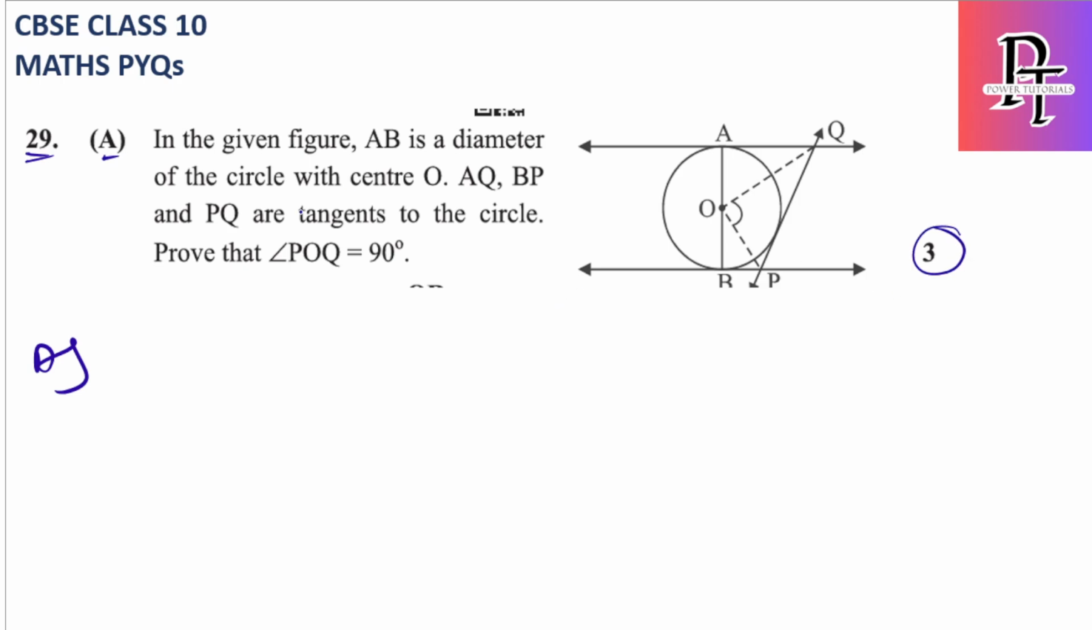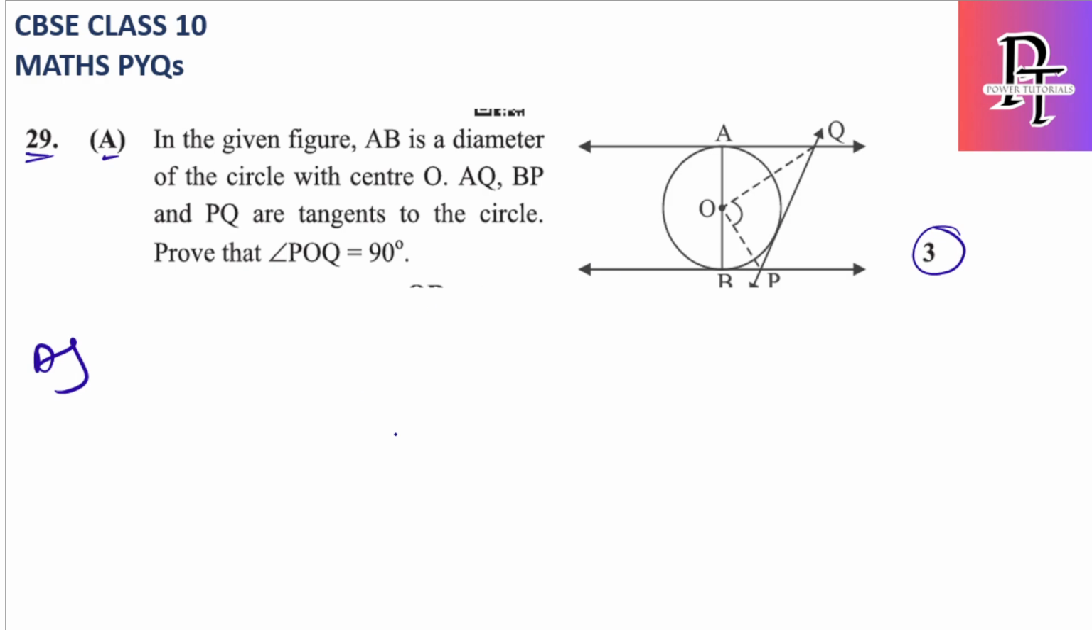Okay, let's see this one. In the given figure, AB is the diameter. AB is the diameter here, with the circle of center O. We have 3 tangents: AQ, BP, and PQ. These three are tangents to a circle. You have to prove that angle POQ is 90 degrees.